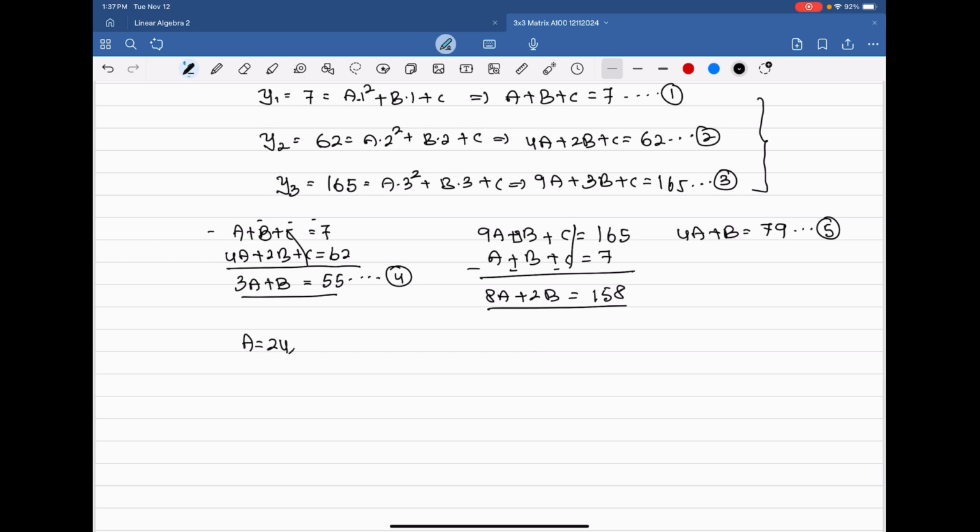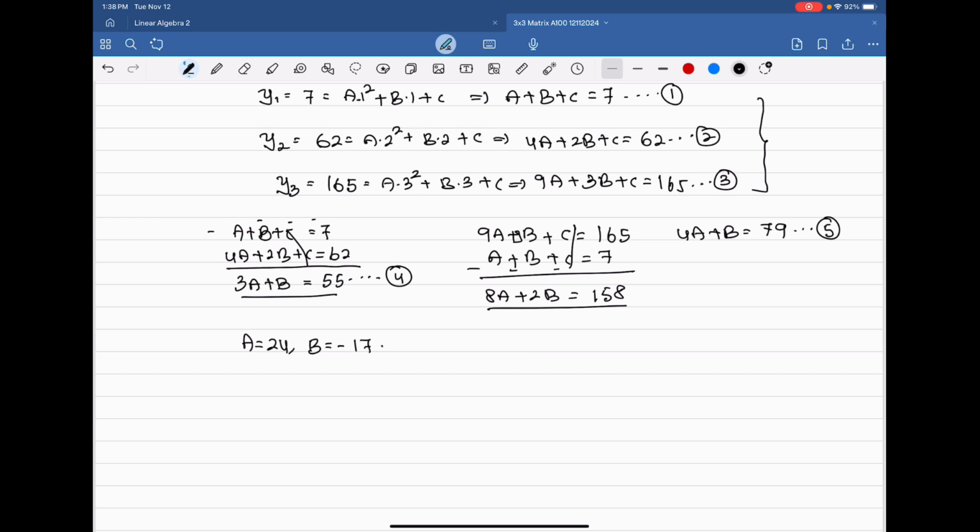b is equal to minus 17. You just see. From 5, you take out 4. Minus b will cancel. 4a minus 3a will be a. a is equal to 79 minus 55, that is equal to 24. Then place this in one of the equations, you will get b is equal to minus 17.